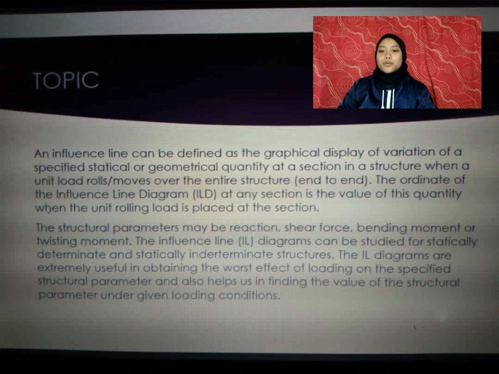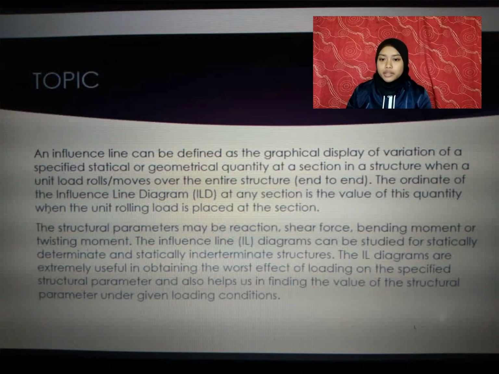An influence line can be defined as the graphical display of variation of a specific statical or geometrical quantity at a section in a structure when a unit load rolls or moves over the entire structure end to end. The ordinate of the influence line diagram at any section is the value of this quantity when the unit rolling load is placed at the section. The structural parameters may be reaction, shear force, bending moment, or twisting moment.